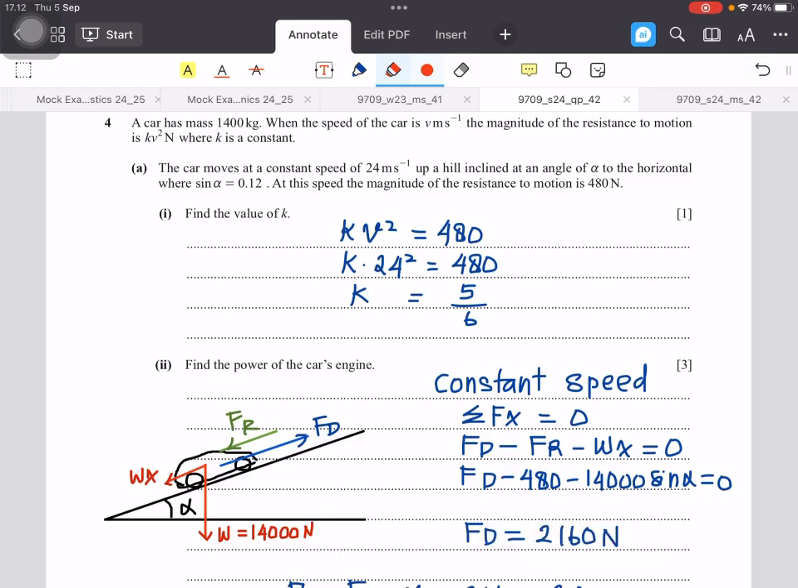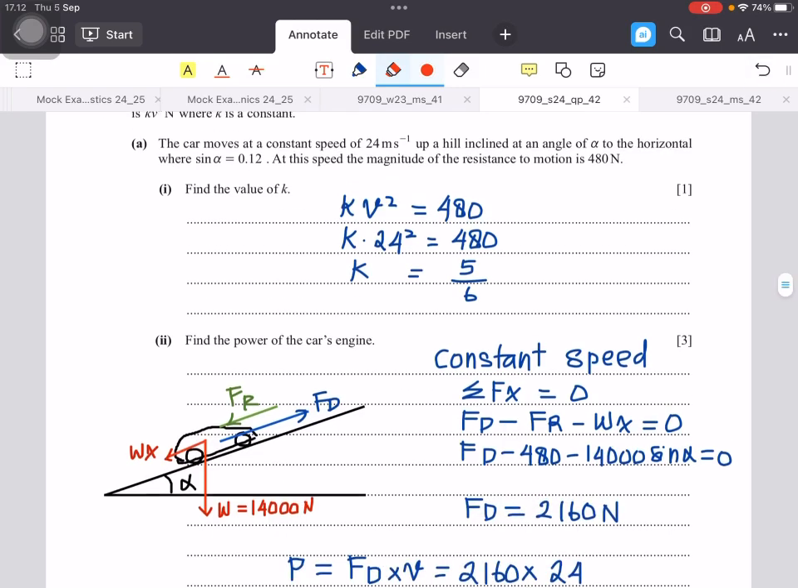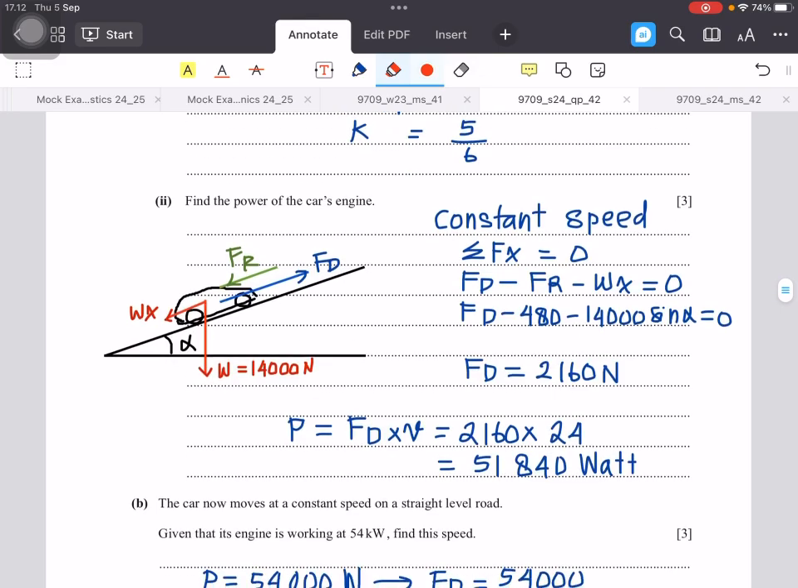Once we find the driving force, now we can find the power of the car's engine. The power can be found using the formula driving force times speed. So it is 2160 times the speed, which is 24. So the power of the car's engine is 51,840 watt.